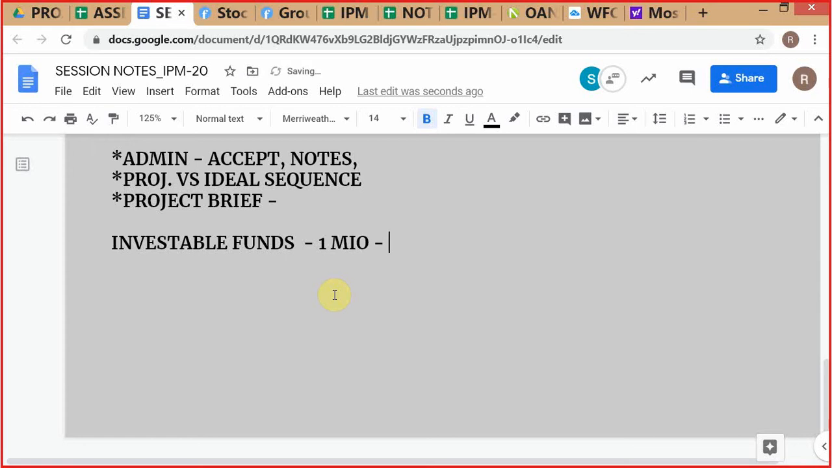So Sambhavna, can you tell us what your thinking would be like if you're given investable funds of 1 million by an investor and he doesn't give you any kind of constraint? He says, okay, go and invest this money for me. Now, where will you go and put this money? How will you think about where to put it?